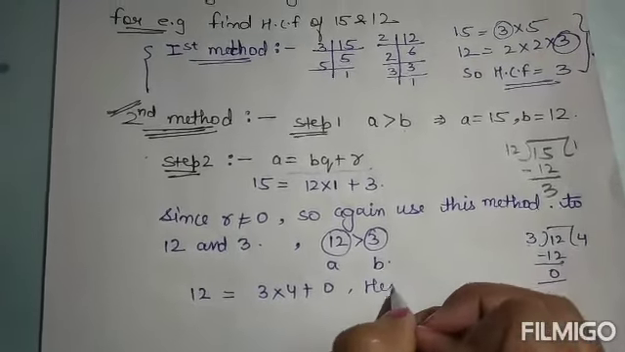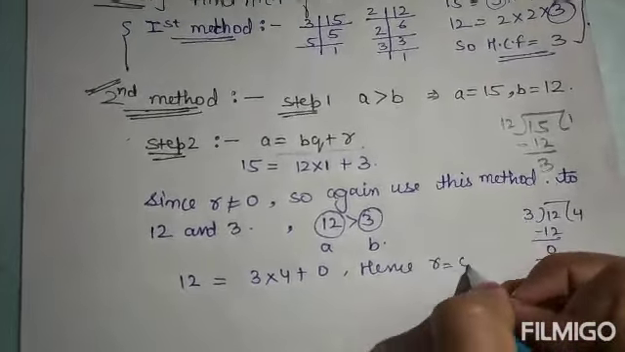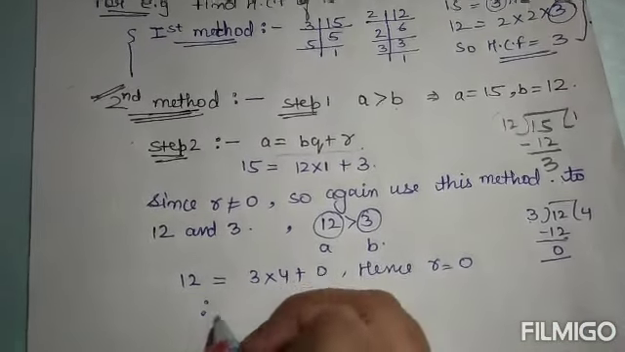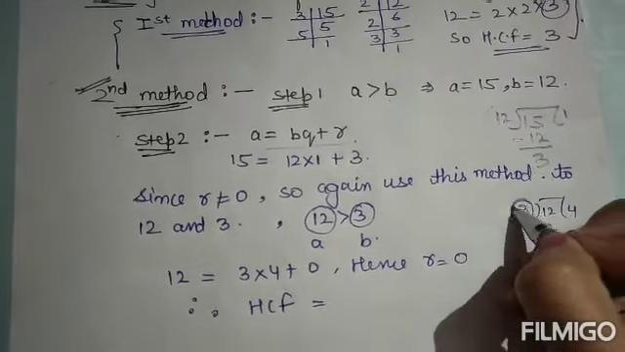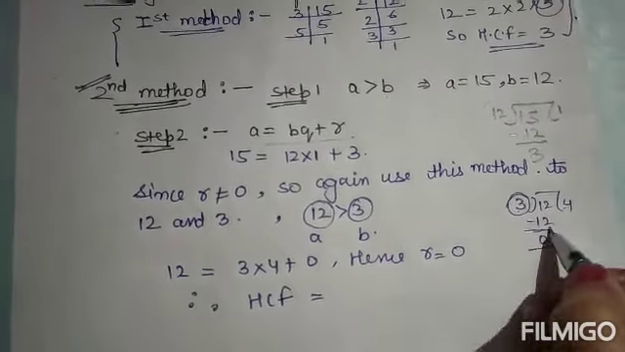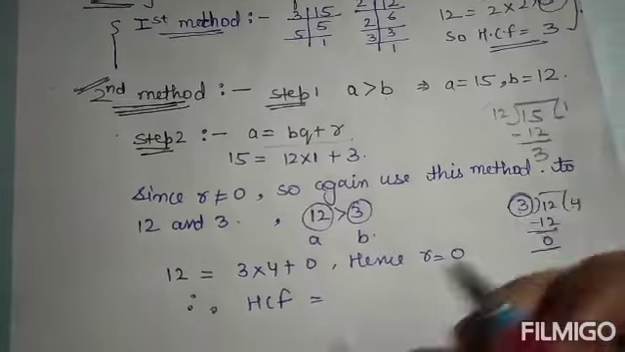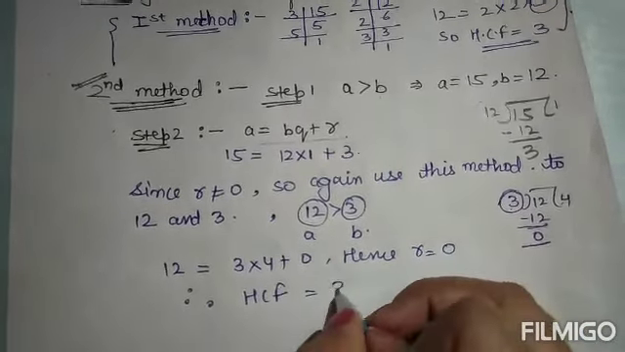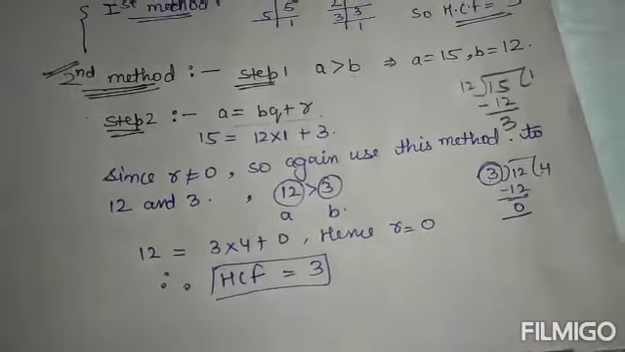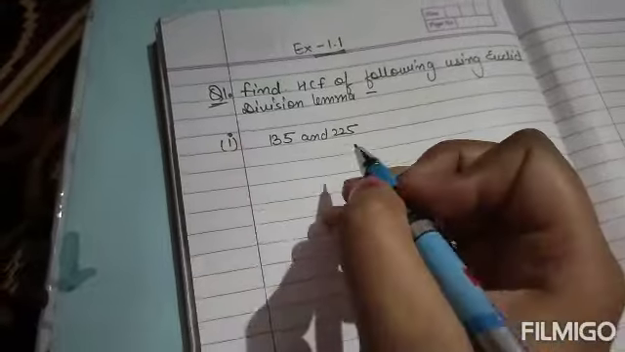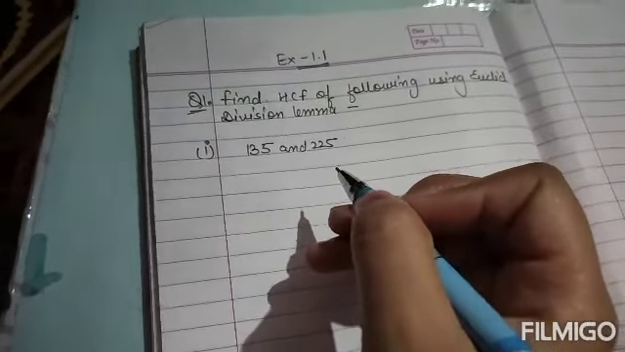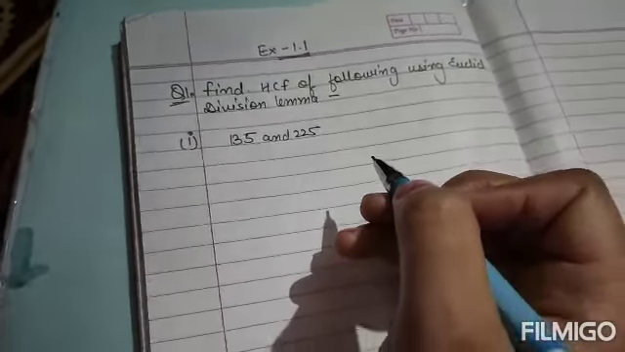Hence R is 0. Therefore the HCF will be the one which has divided and the remainder is 0. It will become the HCF. That is, the HCF is 3. Now we will start with our exercise 1.1 after we have completed all our recap.